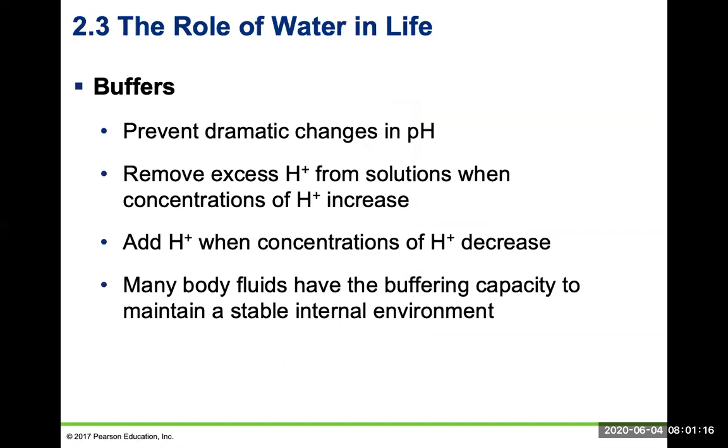Buffers prevent dramatic changes in pH, and these are incredibly important. Many body fluids have the buffering capacity to maintain a stable environment. So buffers will just prevent any dramatic changes in pH.